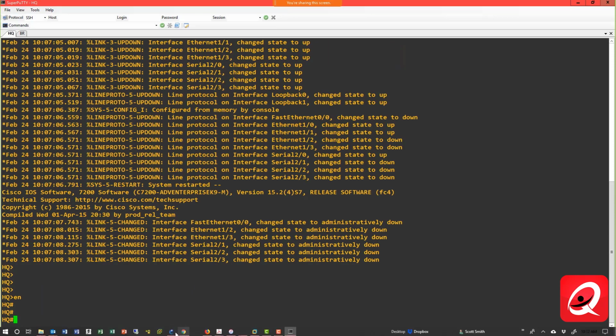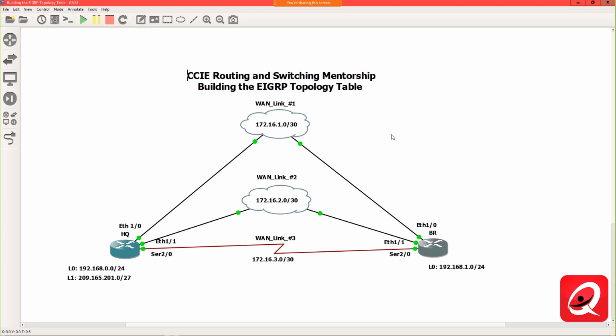This is the topology that we're going to be using throughout the day to talk about the classic metric calculation, and we'll talk about how we can manipulate some of the different values that are part of the metric. We talked a little bit about this the last time, how EIGRP uses essentially the minimum bandwidth along the path towards a destination network and the total delay by default to compute the overall routing metric.